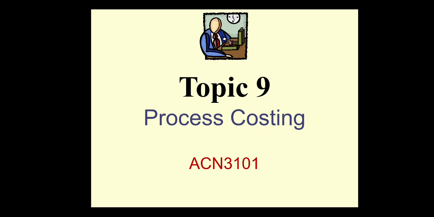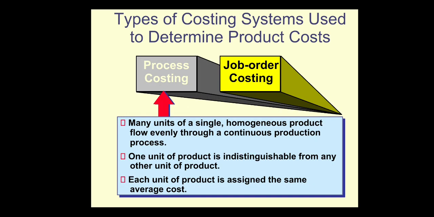Okay, so this topic is about process costing. This is the first thing that you have to know about process costing. Remember, in management accounting there are two main costing systems. A costing system is the method that a business can use to calculate the cost per unit of a product produced by the business.